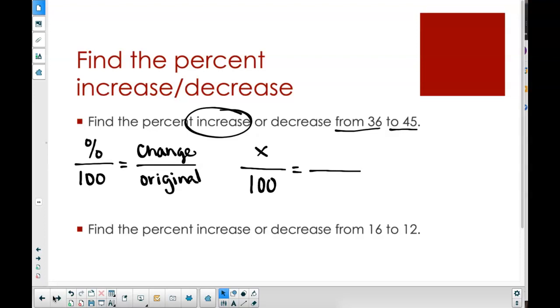Okay, we have to figure out the change and the original. Original's easy. Original means what did it start at? Original is where we started. What did we start at? Ariana? 36, right? It went from 36 to 45. So 36 is our original amount.